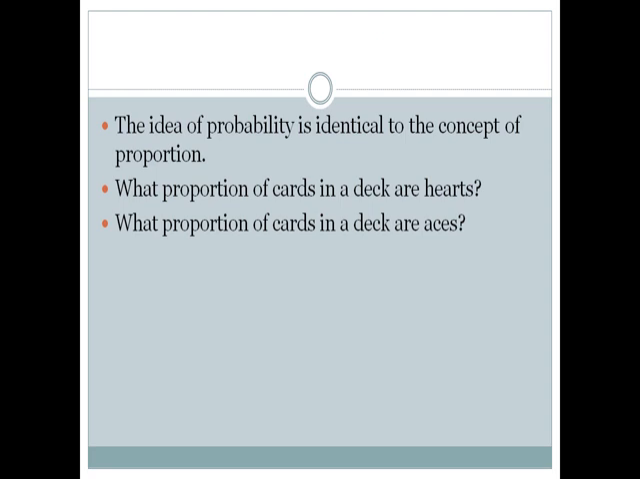I'm going to say it again, that the idea of probability is identical to the concept of proportion. So, what proportion of cards in a deck are hearts? Well, it's still 13 out of 52, or 1 out of 4. And what proportion of cards in a deck are aces? It's still 1 out of 13.